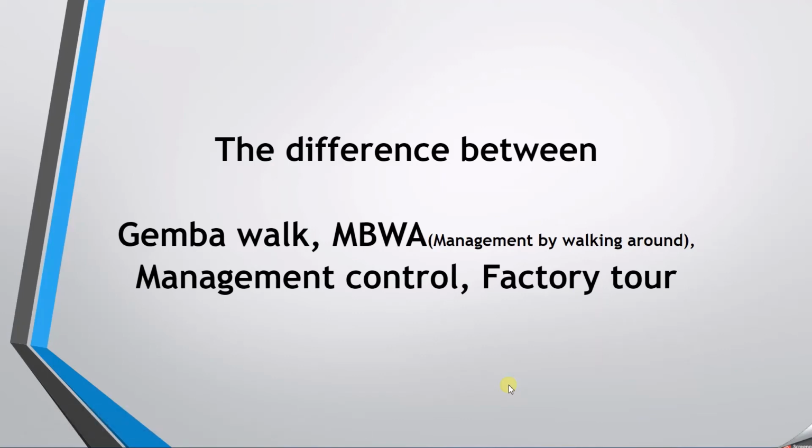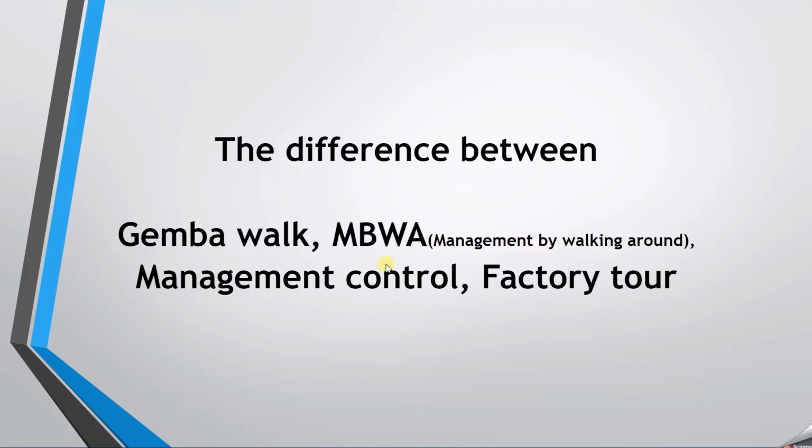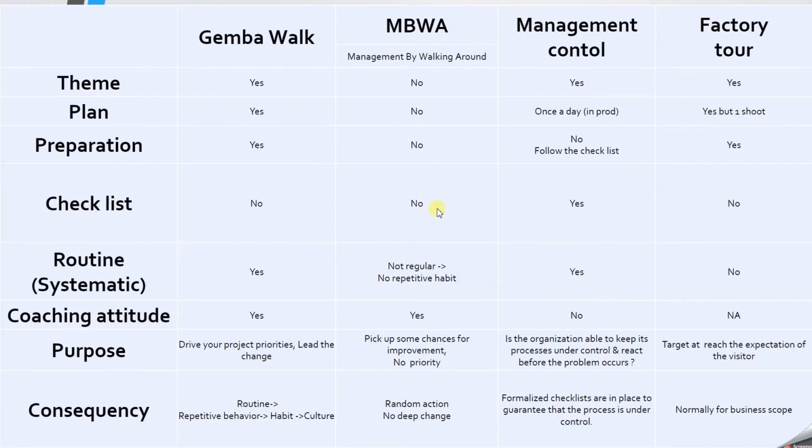Now let's have a look at 4 practices that you perhaps have heard about, and it is important not to confuse them. They are Gemba Walk, MBWA, also known as management by walking around, management control, and factory tour. These 4 practices seem similar on the surface, but don't hold the same purpose and don't yield the same results. In the following table, you will clearly and in detail see the main differences.